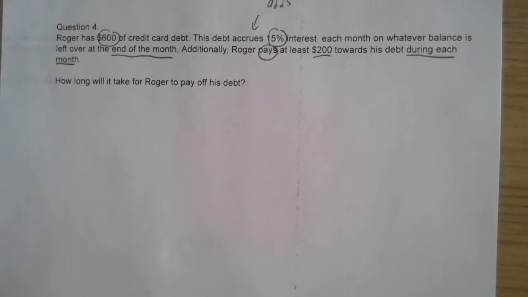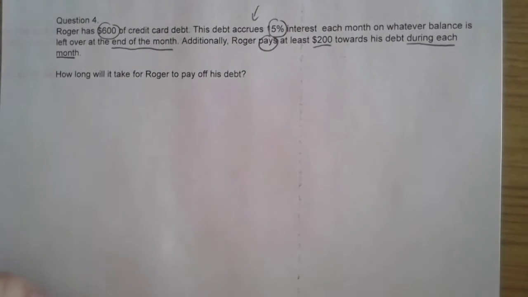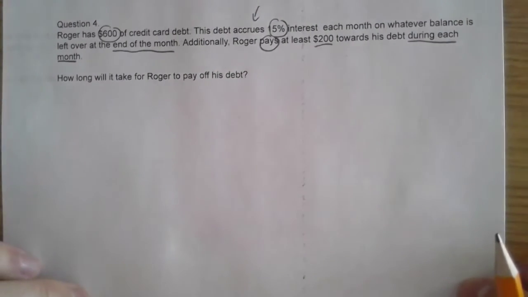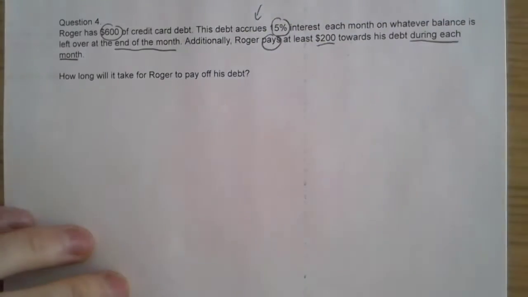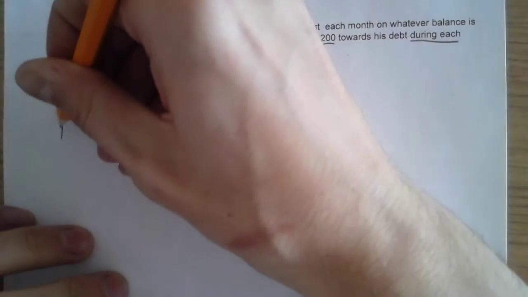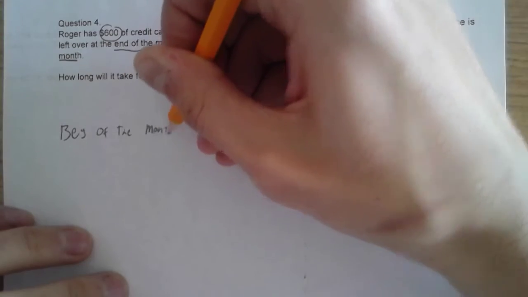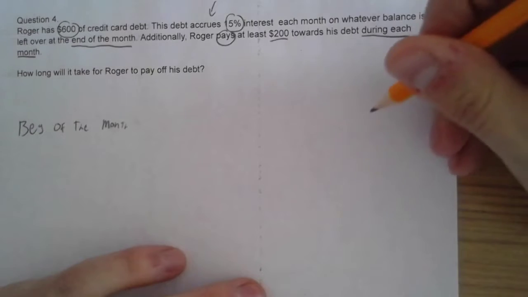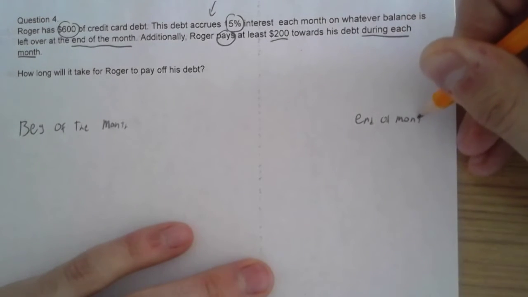All right, so there are a couple of different ways to approach this problem, but there is one specific way I think scholars should use to really help them visualize what is going on. So I'm going to start off. We know that there is a certain amount of money that Roger owes, and he owes that money today. So we're going to call this over here the beginning of the month, and then things are happening to his balance, and then we will find an end of month balance.